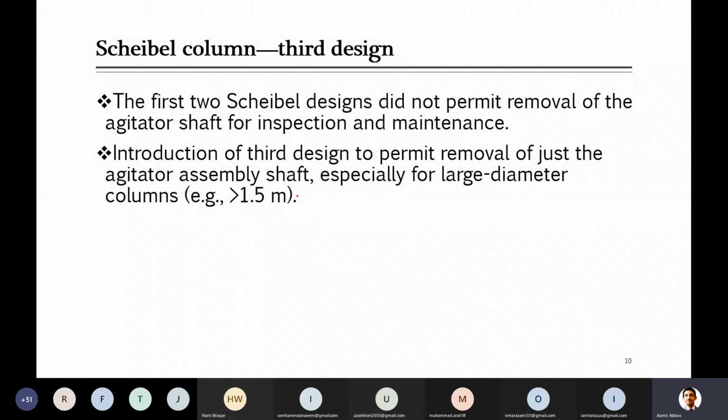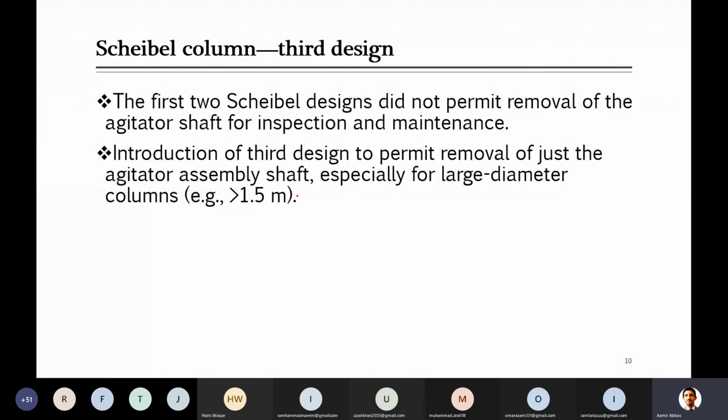So what he did was introduce this third design, in which the agitating assembly can be removed. This was designed in such a way, and all the other elements were fixed in such a way, that you can increase the mass transfer as well. You can remove this agitating assembly, which is the rotating element and the shaft, and it can be pulled away from this equipment.